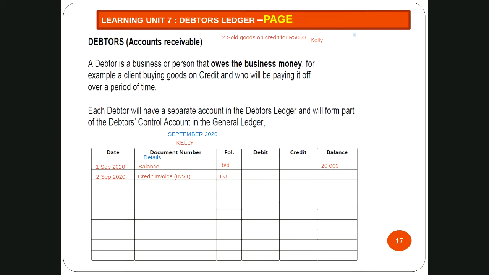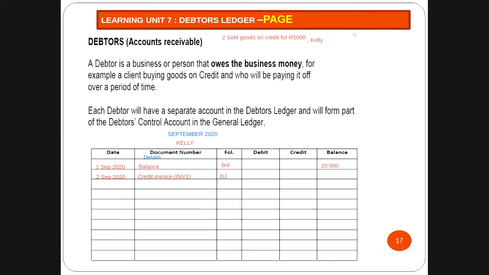Okay, now let's go back to the second. There are messages coming, so don't worry. Now, this 5,000. I was asking about debtors. We said they are what? We said they are assets. So where do they increase? Where do they decrease?